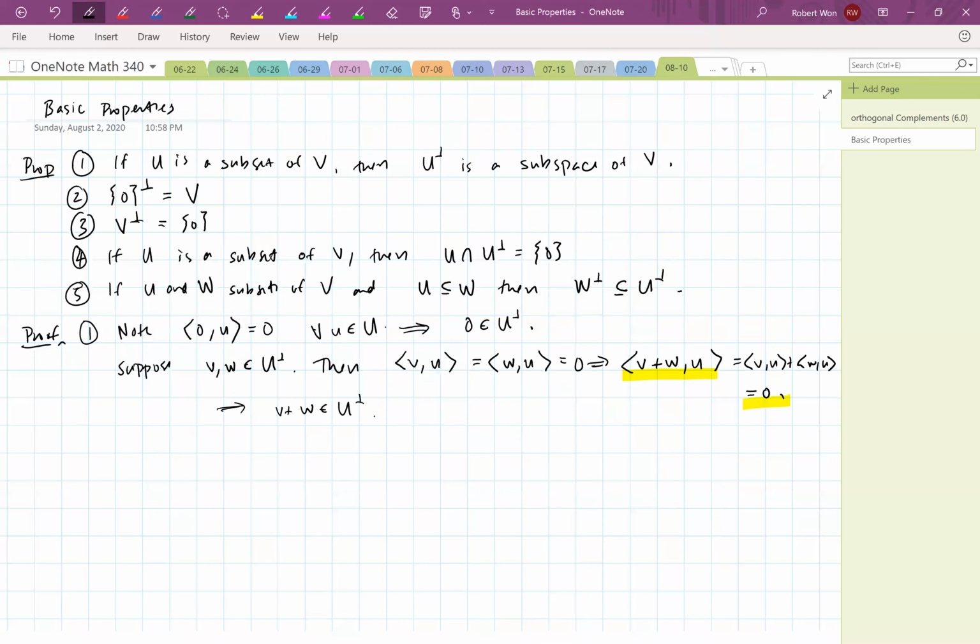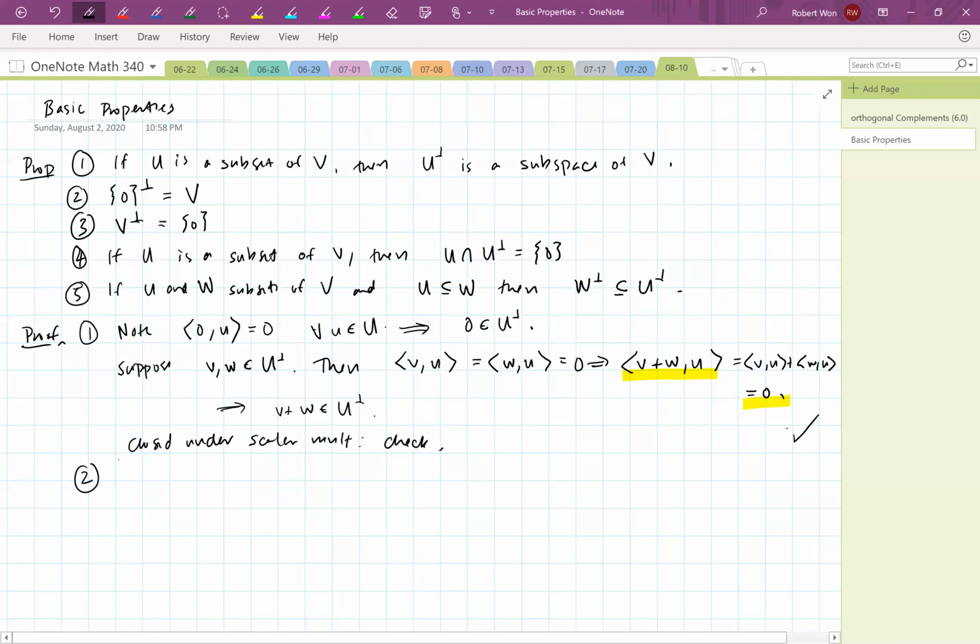And then as always, I'll let you handle closed under scalar multiplication. Check. It should be like a one-liner. Okay, so if you do that, then that proves part one. Part two and part three are essentially just definition and the fact that the inner product with zero is always zero.